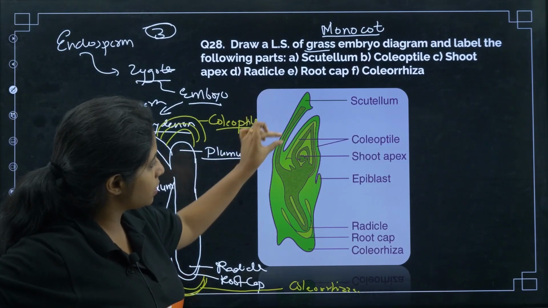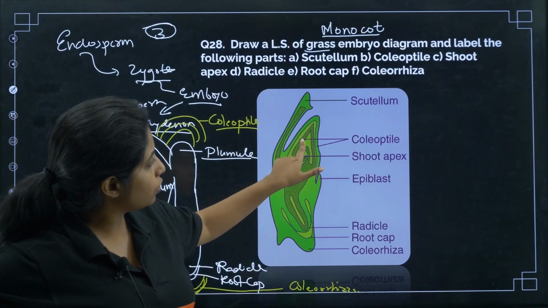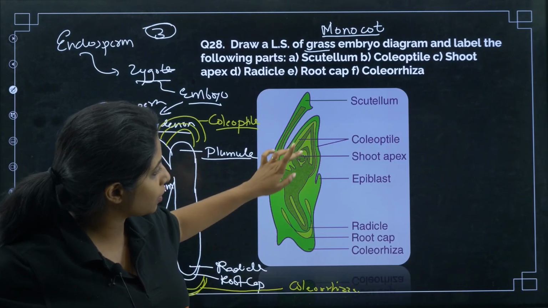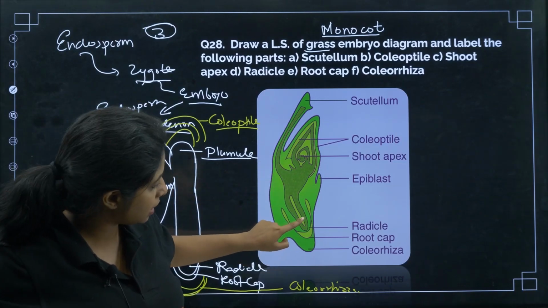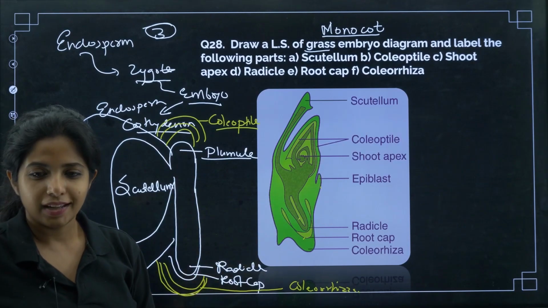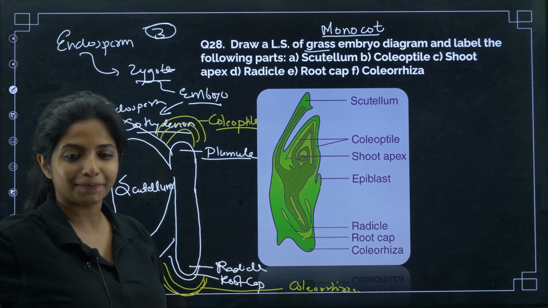So, this thing that you see is the scutellum, that is the cotyledon. Endosperm is not being mentioned over here. Now, you have the coleoptile covering the shoot apex. So, this is a shoot apex which is covered by the coleoptile region. Here, radicle is there covered by root cap and then coleorhiza, and then there is epiblast as well. So, this is the structure of the LS of the grass embryo.